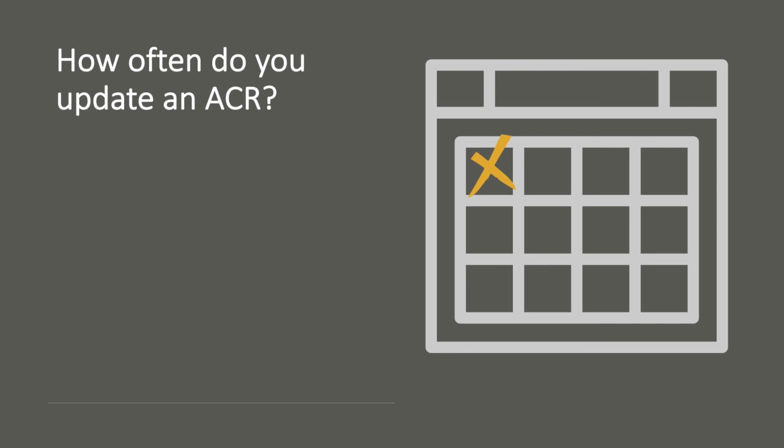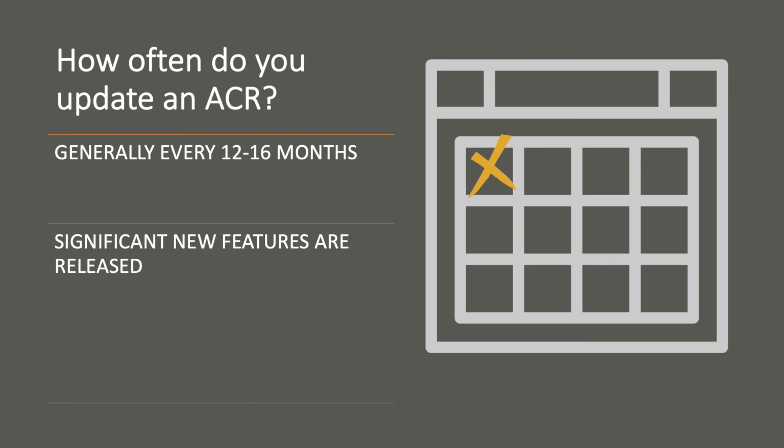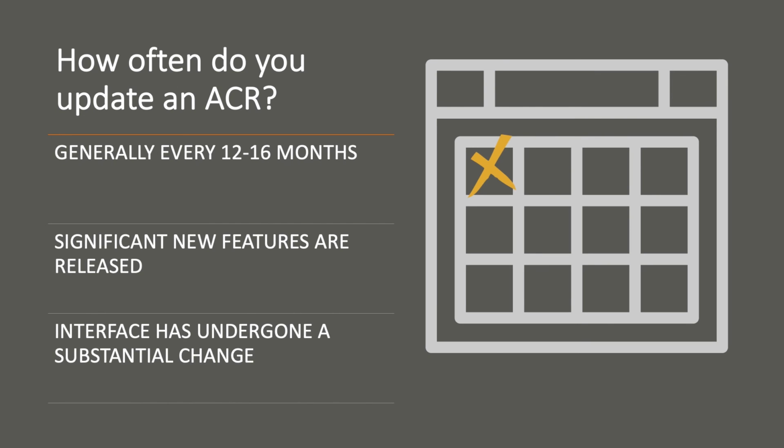How often do you update an ACR? There is no set timeline, but in general, you need to update the ACR every 12 to 16 months, when significant features are released or if the user interface has undergone a substantial change.